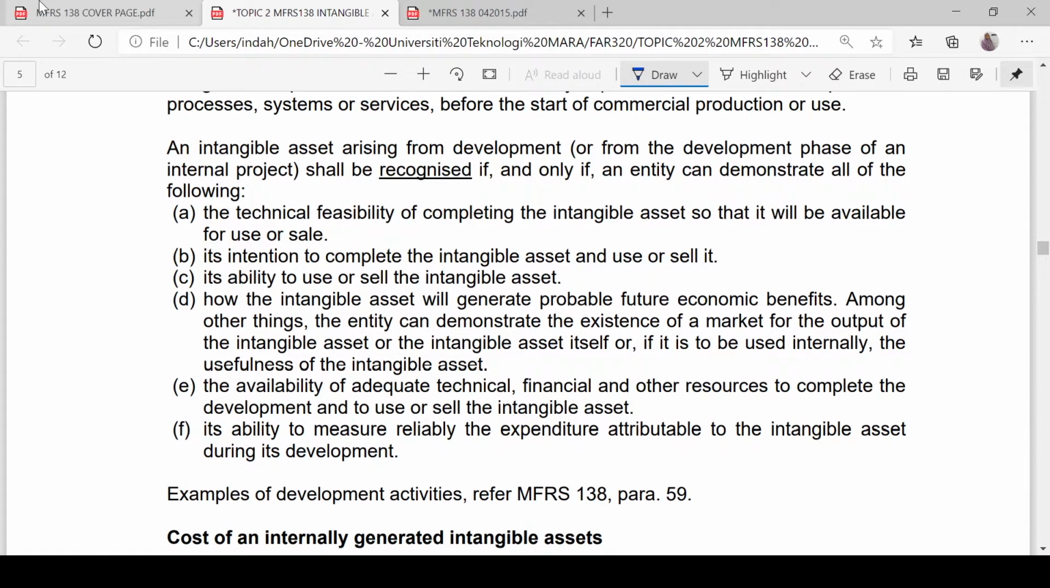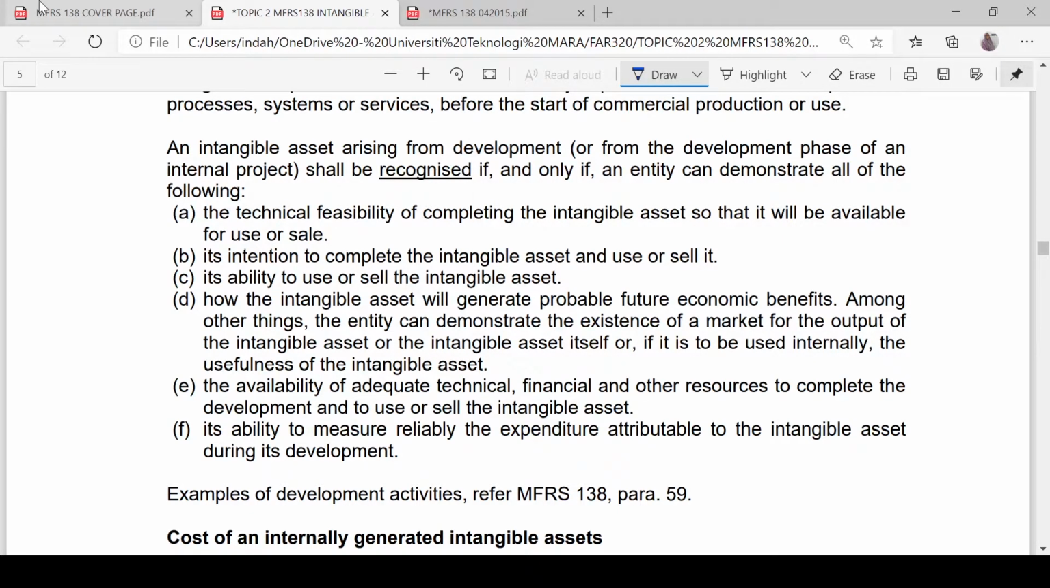intangible asset. If it is not, even though the company has already entered into a development phase, but at that time they cannot demonstrate all of this, then all the costs incurred are to be written off in SOPL. Only when they can demonstrate all of this, then starting from that date, the cost incurred for that project can be capitalized as intangible asset.